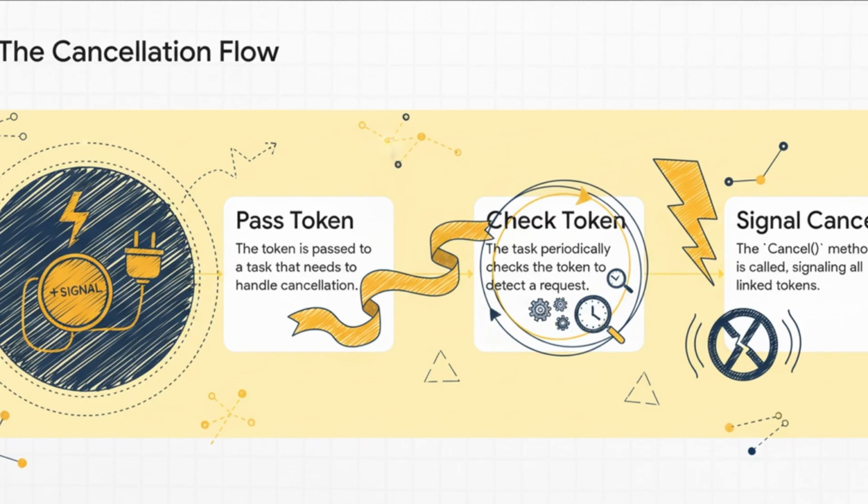Now, step 3 is the most important part. Inside your task, your code has to actually check the token every so often to see if it's been canceled. And finally, when you're ready, you call cancel on that original source object. That's it. The signal is sent and your task knows it's time to wrap things up.